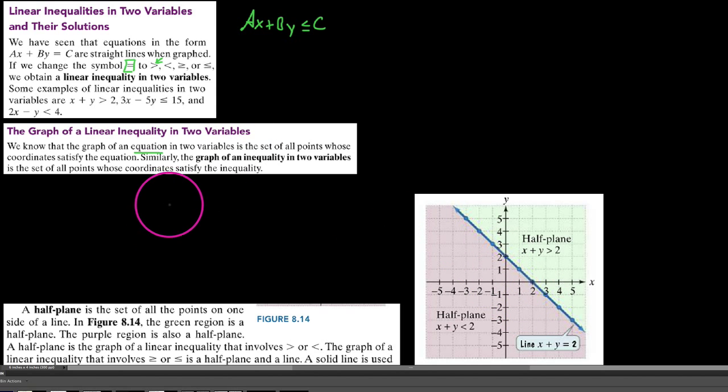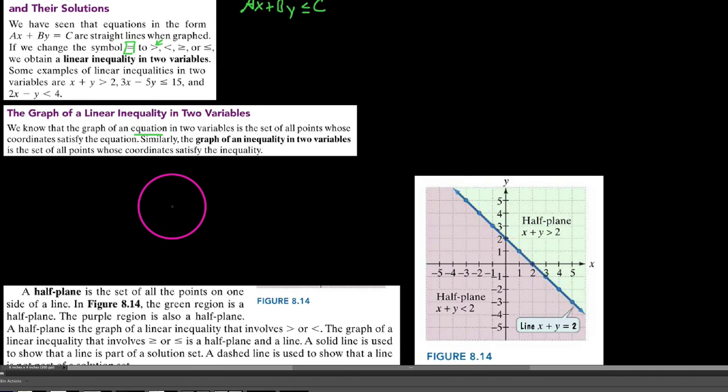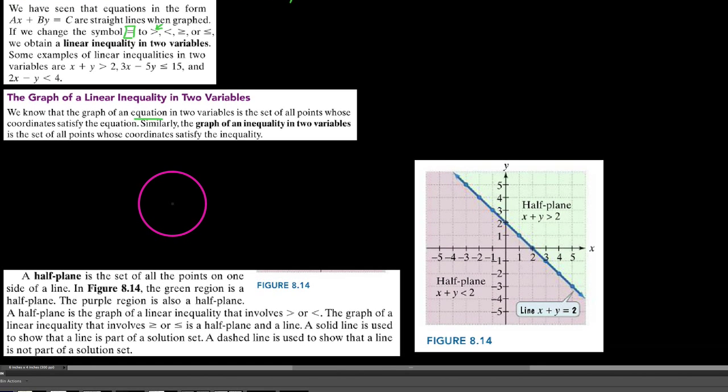When we talk about solutions to a linear inequality, what we need to acknowledge is that the solutions sometimes include the points on the line, and sometimes they don't, but they include all the points on one side of that graph or the other. A half plane is the set of all points on one side of a line. When we sketch a graph of a linear inequality, we sketch the graph of the line as if it had an equal sign, and then determine on which side of that line, in which half plane, all of our solutions lie.